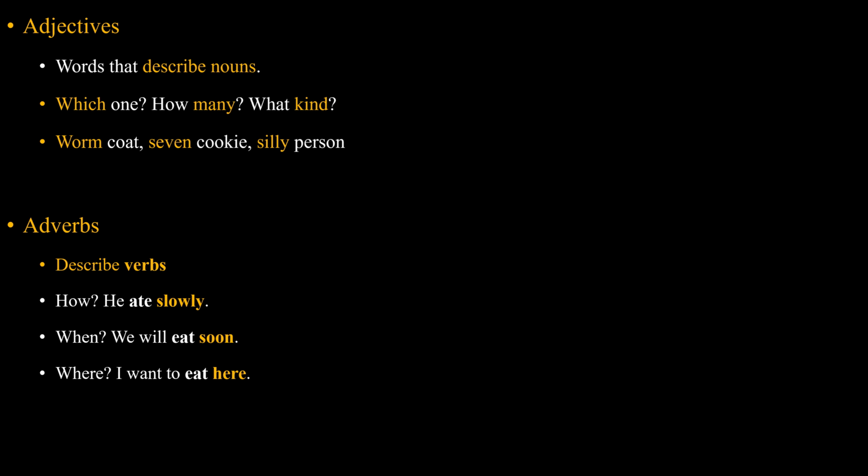Let's get to know the adverbs now. Adverbs are those words that describe verbs. So adverbs answer the following questions. For example, he ate slowly. When you ask, how did he eat? Slowly. We will eat soon. When? I want to eat here. Where? Let's eat frequently. How often? Frequently. All of these are adverbs.